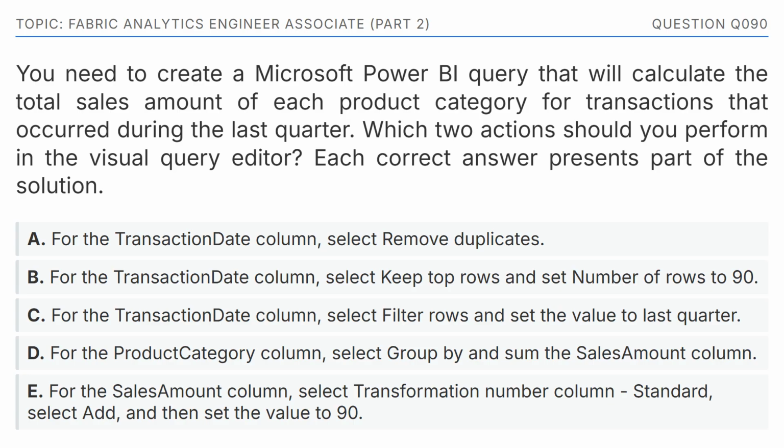Each correct answer presents part of the solution. The options are Option A, for the Transaction Date column, select Remove Duplicates. Option B, for the Transaction Date column, select Keep Top Rows and set number of rows to 90. Option C, for the Transaction Date column, select Filter Rows and set the value to last quarter. Option D, for the Product Category column, select Group By and Sum the Sales Amount column. Option E, for the Sales Amount column, select Transformation, Number column, Standard, select Add, and then set the value to 90.